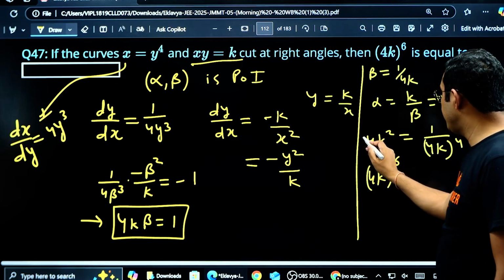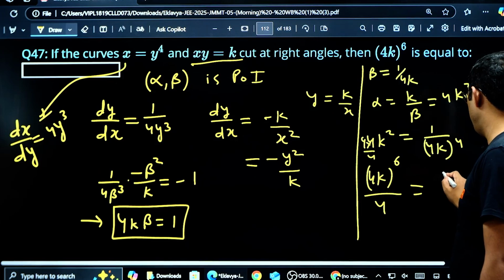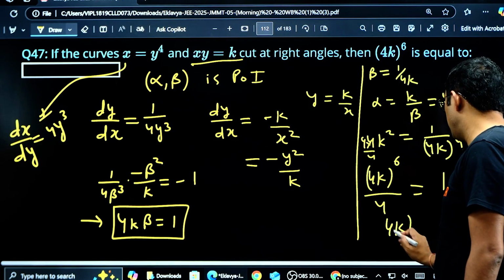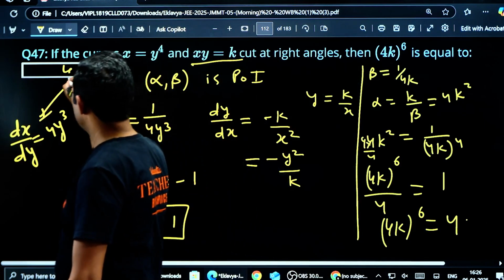Actually, I have multiplied by 4 here and divided by 4 here. So we can write like this. So that will be equal to 1. So 4k raised to the power 6 is equal to 4. So the answer for this question should be 4.